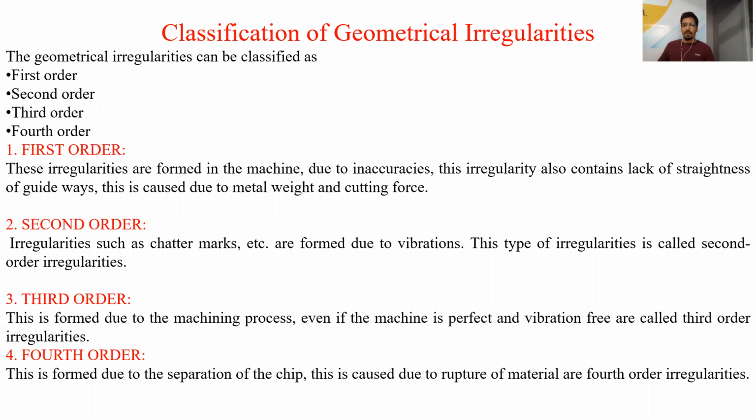Next, fourth order irregularity. Fourth order irregularity is the irregularity which occurs when the separation of chip during the machining process takes some material from the working surface itself. It is caused due to rupture of material. If you are removing chip from the working surface and some extra material from the working surface comes out with the chip, then that type of irregularity falls under the category of fourth order irregularity.